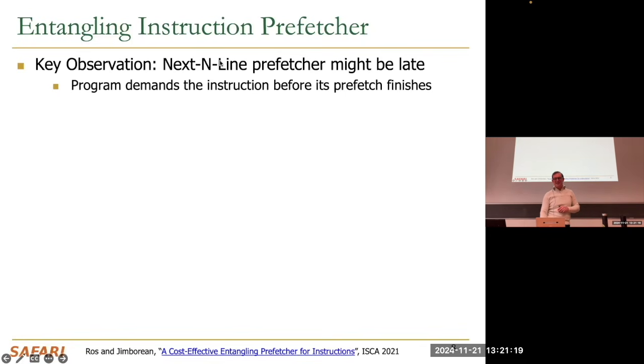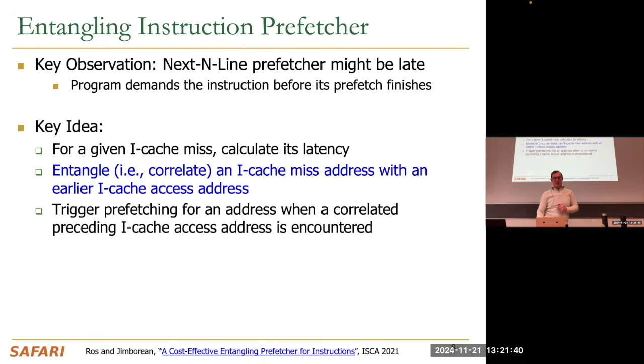They basically say next n-line prefetcher might be late because, again, you're running ahead, and as a result, by the time the prefetcher starts the next n-line fetches, the instruction engine is already there, almost, right? You're not timely enough. So in this paper, what they do is they essentially do correlation prefetching.